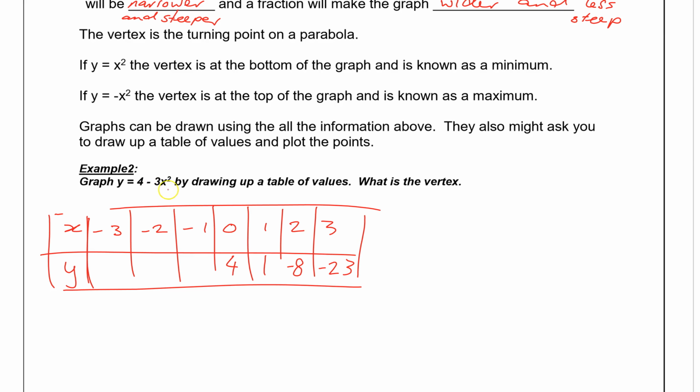Now, moving back the other way, -1 squared is 1. 1 by -3 is -3. 4 minus 3 is 1. Now, we're going to see a certain amount of symmetry here because when I square a negative number, it becomes positive. So I'm going to get a -8 and a -23 here as well.